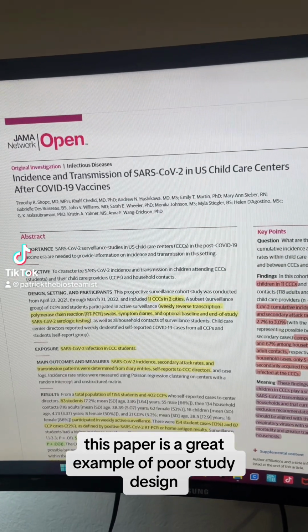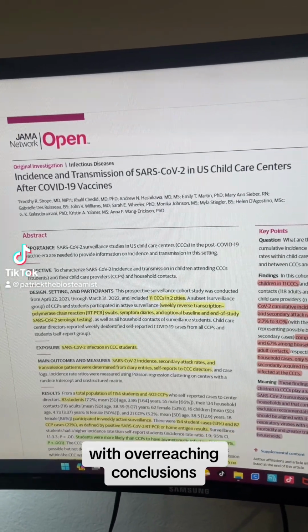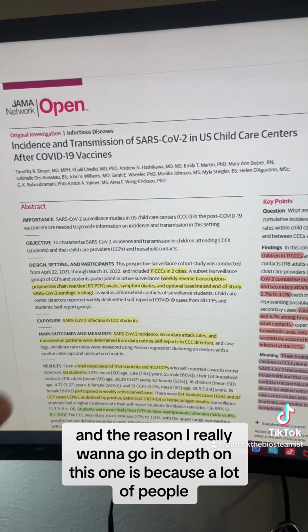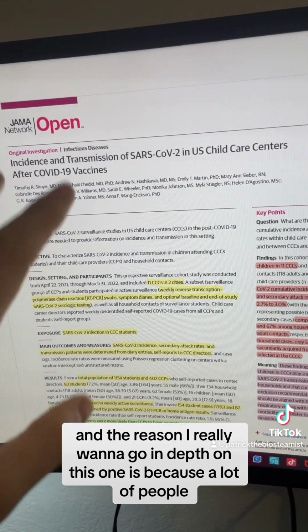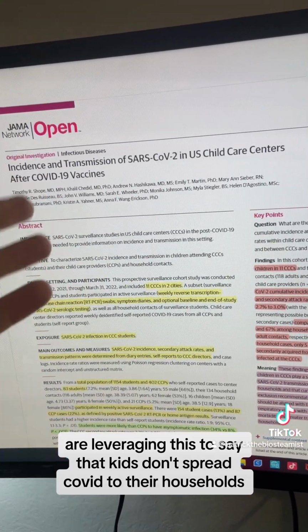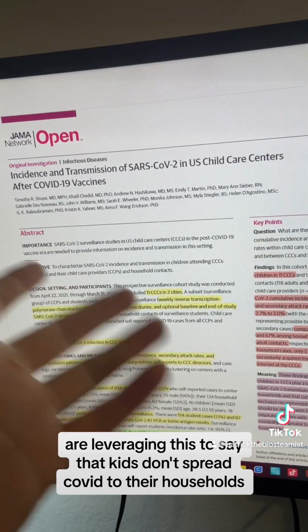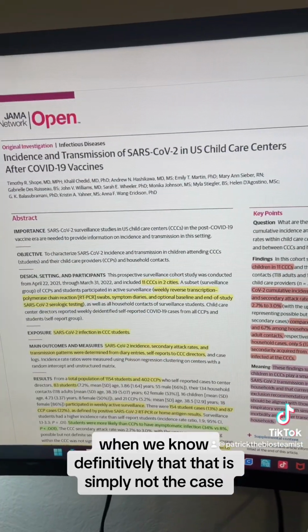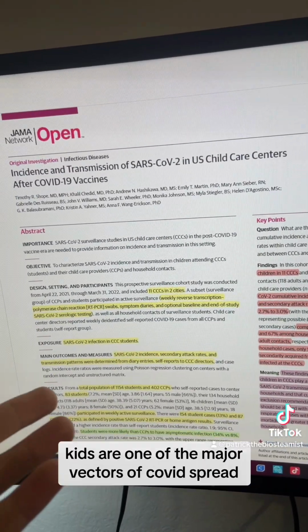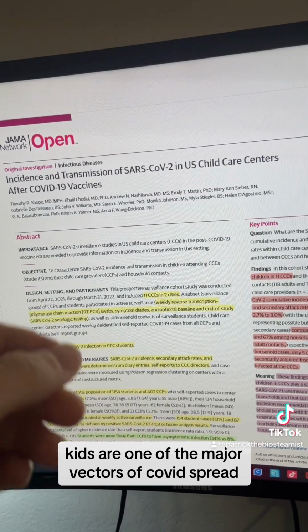This paper is a great example of poor study design with overreaching conclusions. The reason I really want to go in depth on this one is because a lot of people are leveraging this to say that kids don't spread COVID to their households or to other people, when we know definitively that that is simply not the case. Kids are one of the major vectors of COVID spread.